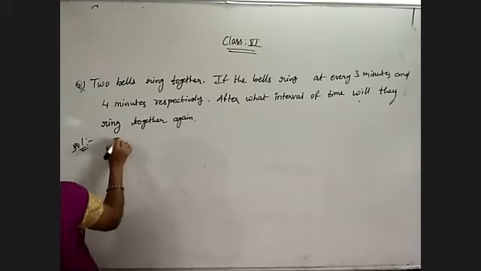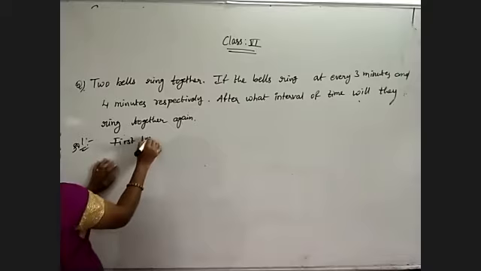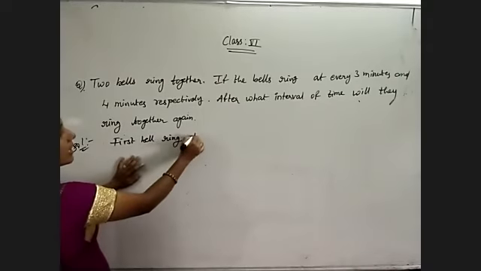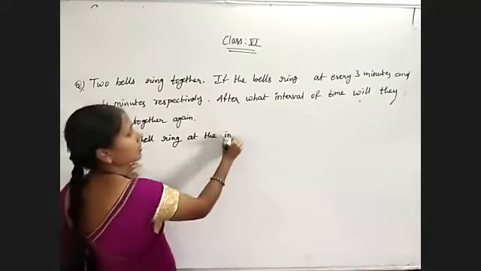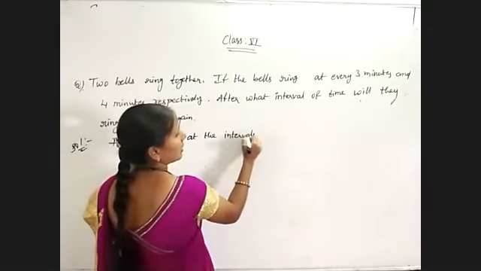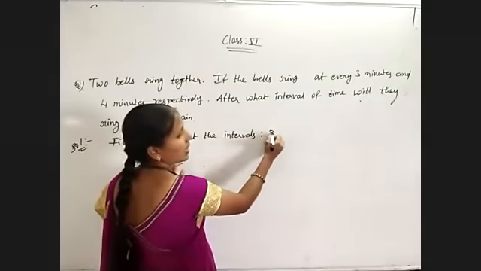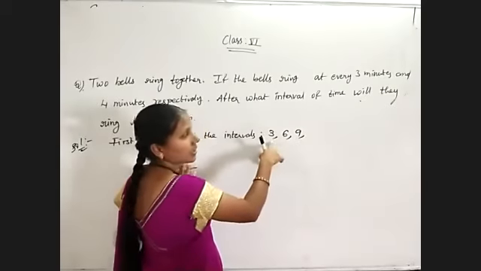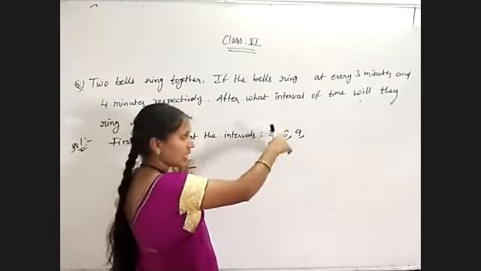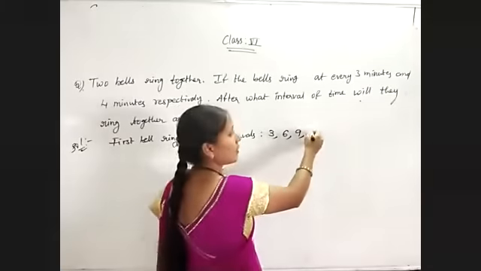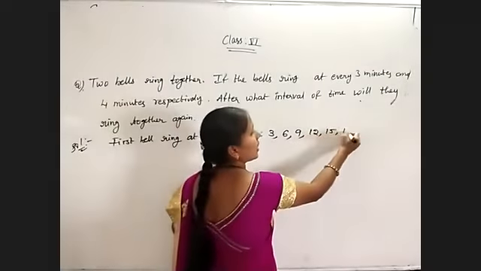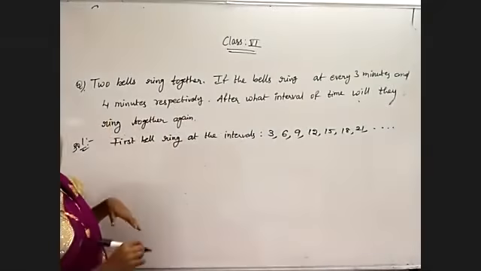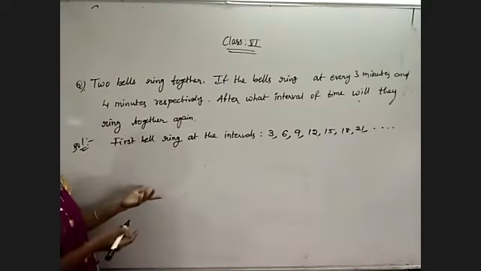So first bell rings at the intervals: 3 ones are 3, 3 twos are 6, 3 threes are 9, means after 3 minutes, next 6 minutes, 6 plus 3, 9, 9 plus 3, 12, 15, 18, 21, and so on. Okay, so there are so many intervals. They did not give what is the time, they didn't mention.